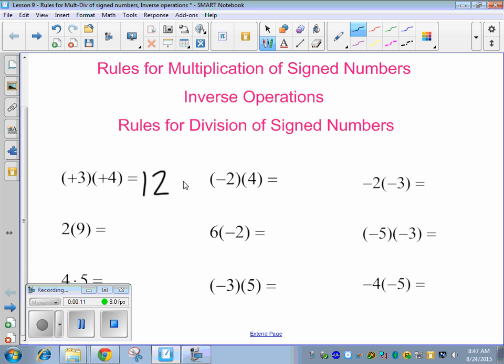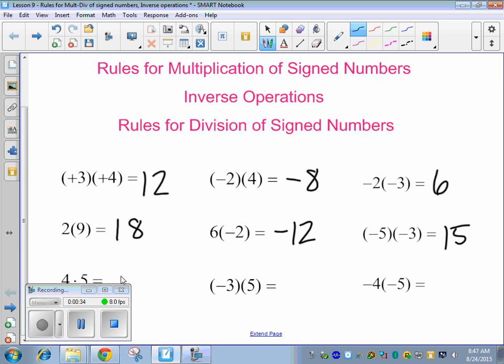Negative 2 times positive 4. Negative 8. Negative 2 times negative 3. Positive 6. 2 times 9. Great. 6 times negative 2. Negative 12. Negative 5 times negative 3. 15. Nice. Don't sound so excited, Julia.